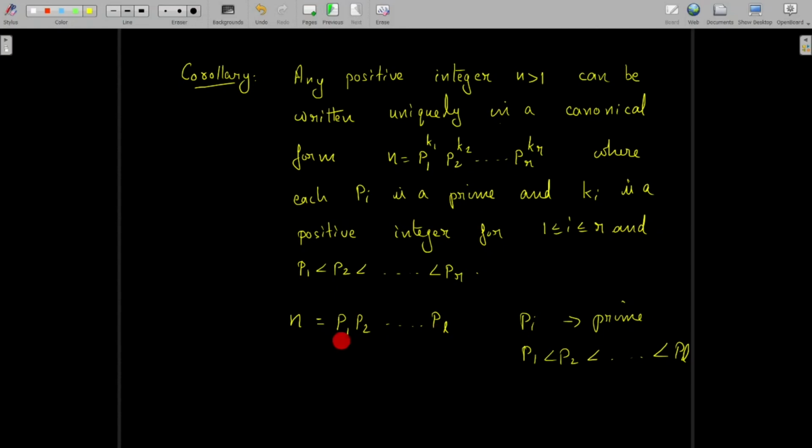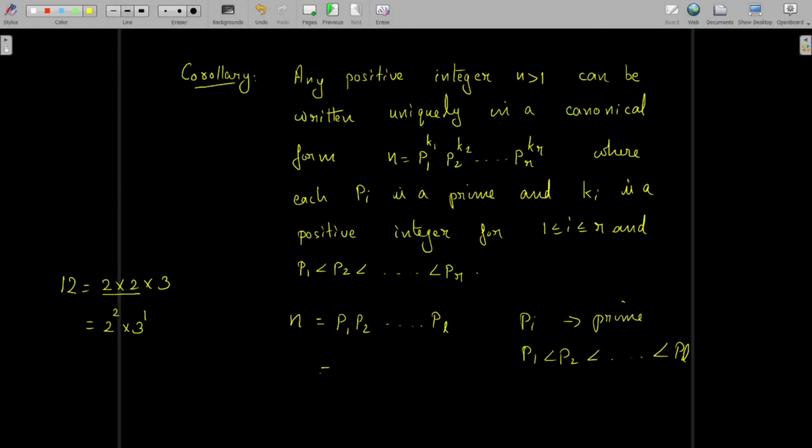For example, p1, p2, etc. some ps may be equal, then ps plus 1, etc. pq may be equal, etc. For example, if we express 12 as a product of primes, we have 2 into 2 into 3. That is, the first two primes are equal. So we can express this as 2 raised to 2 into 3 raised to 1. That is what is generalized here. So in this representation of n as a product of primes, we combine the primes which are equal.